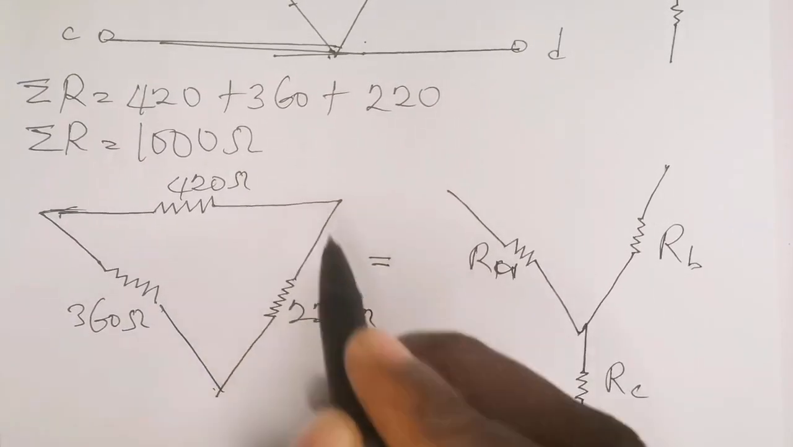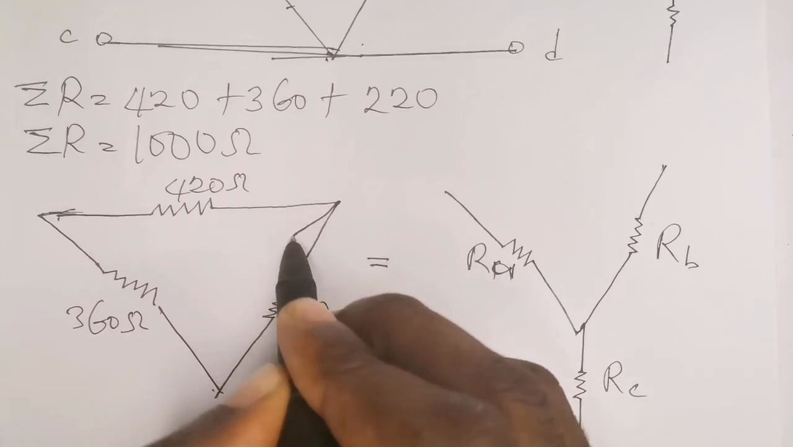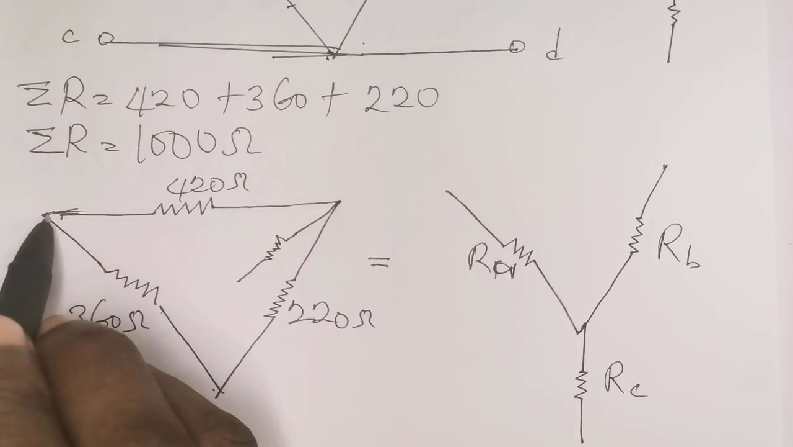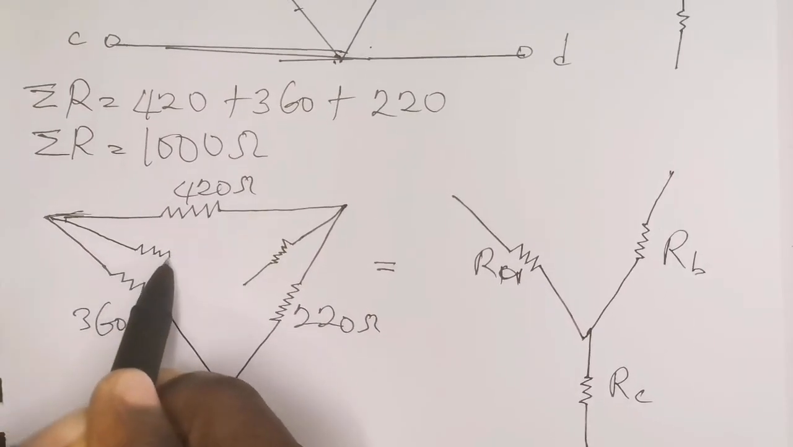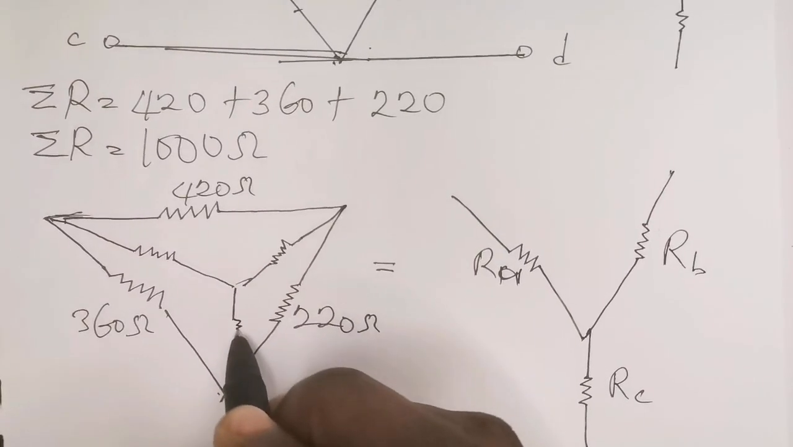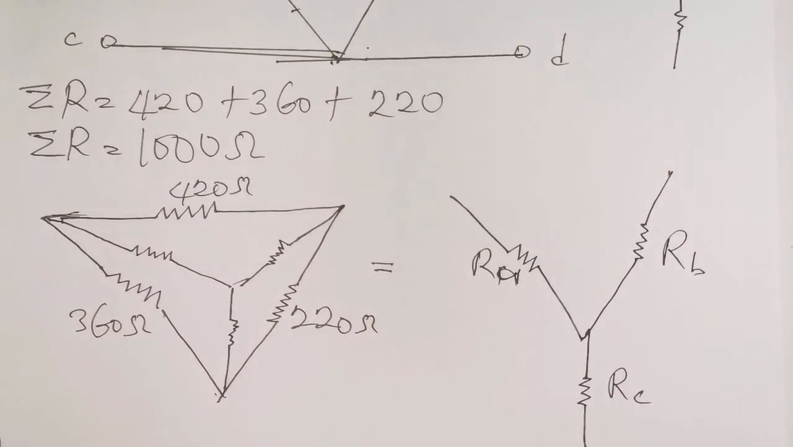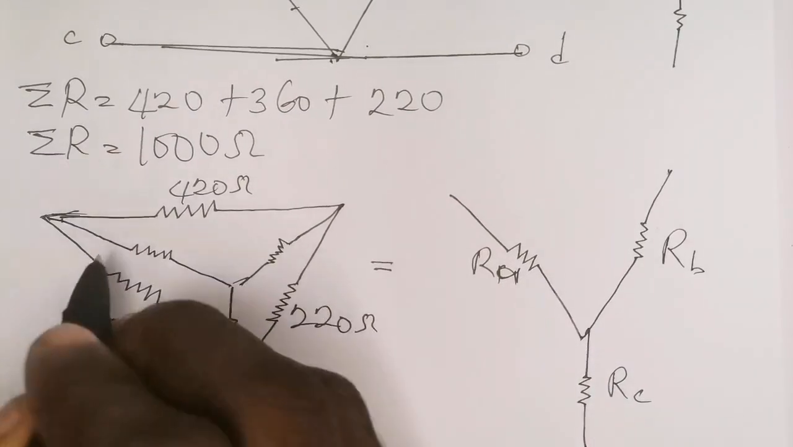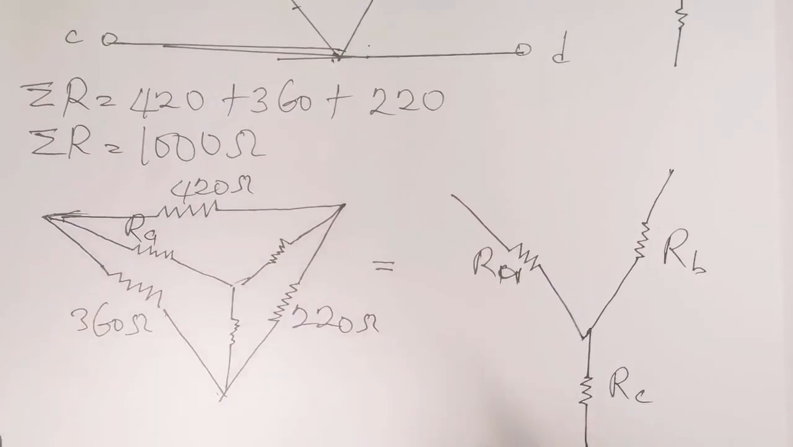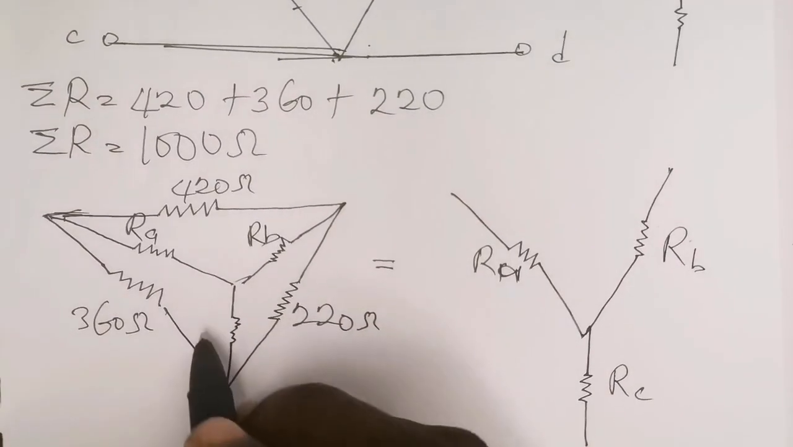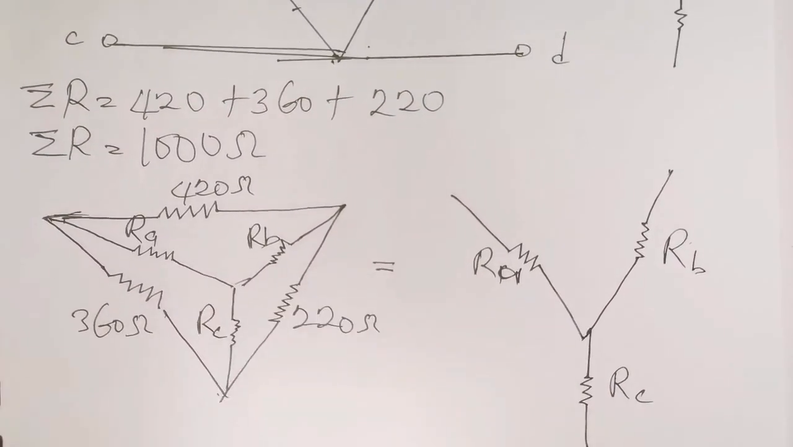So you have something like this. Okay, you have this, and then you have this. All right, so from here you call here RA, so this represents RA over here. Then you call here RB, so this represents RB over here. Then you call here RC, this represents RC over here.